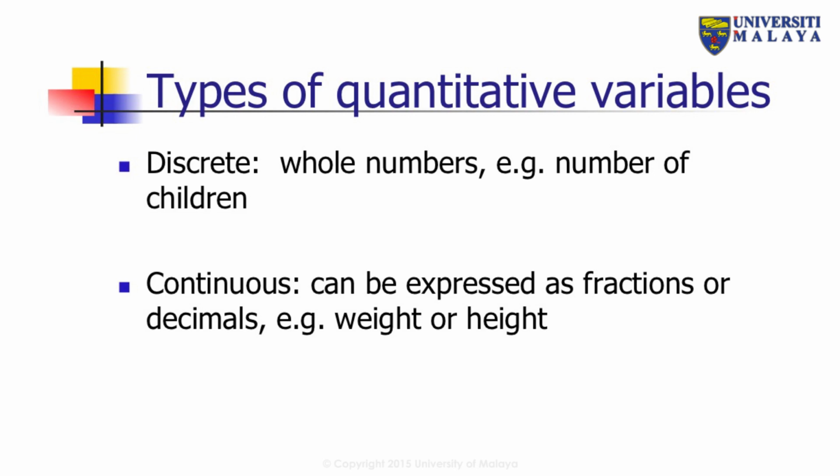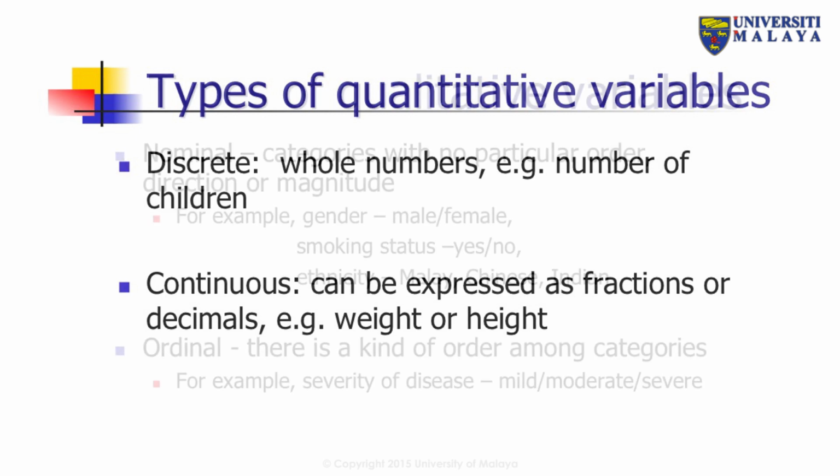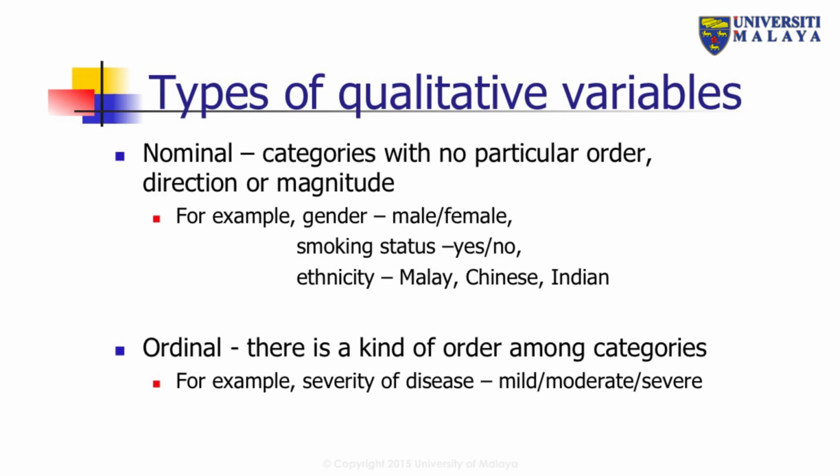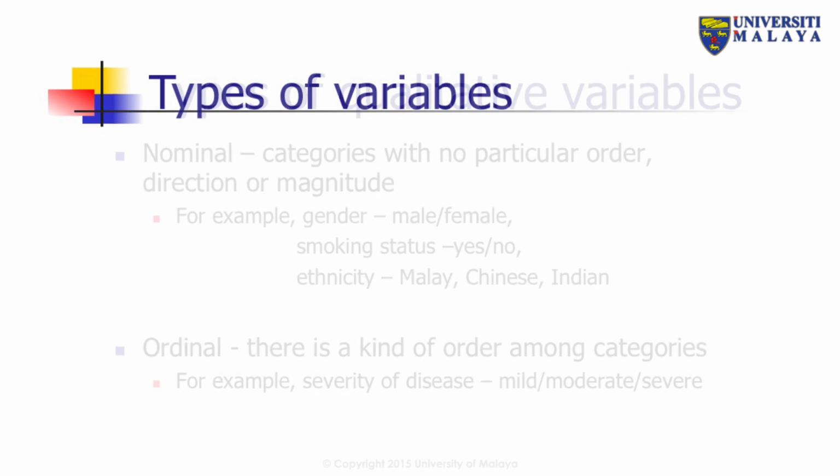There are two types of qualitative data, that is nominal and ordinal. Nominal data involve categories with no particular order, direction, or magnitude. Some examples of nominal data include gender, smoking, and ethnicity. Ordinal data has some kind of order among the categories that usually imply direction or magnitude. For example, severity of disease, which we could measure as mild, moderate, and severe.